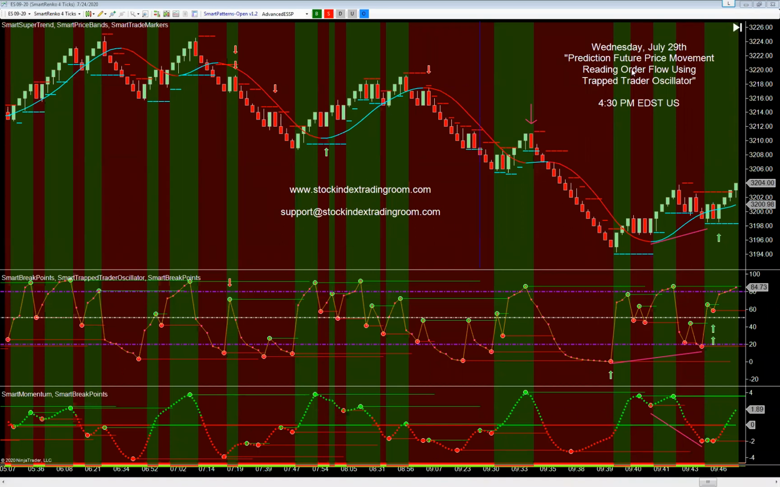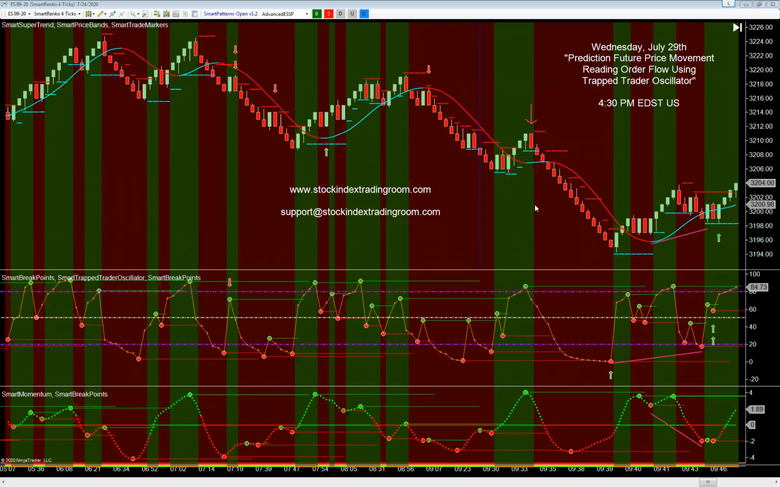So, Trap Trader Oscillator is this unique looking system in the first panel below our Smart Renko bars. All of our indicators, method, system were developed and coded and tested and refined by Rob Mitchell, one of the great traders of our generation.